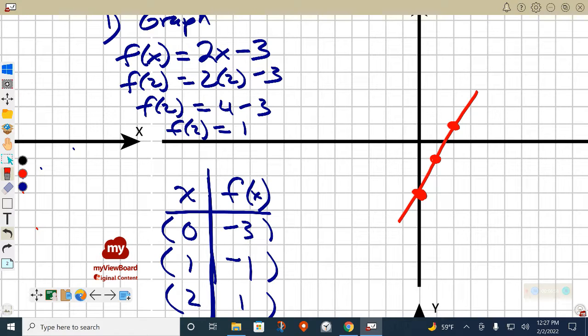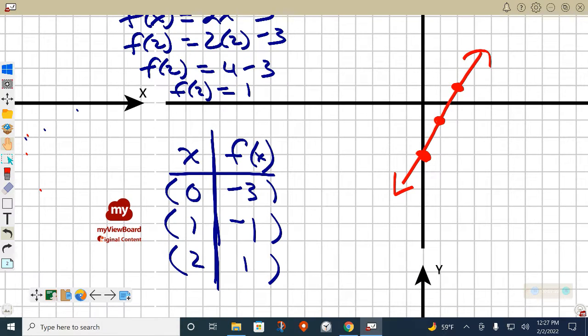Aren't you supposed to put arrows? Thank you. What does the arrows indicate, Miss Beltran? That it goes on. How long does it go on? Forever. Infinity. Buzz Lightyear, what does Buzz Lightyear say? To infinity and beyond. So in other words, when I said you guys can pick any x value you want, I really meant it.